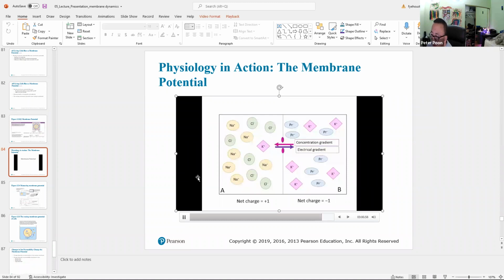The electrical gradient that exactly opposes a given concentration gradient for an ion is called the equilibrium potential for the ion. In living cells, the equilibrium potential for any ion can be calculated using the Nernst equation.